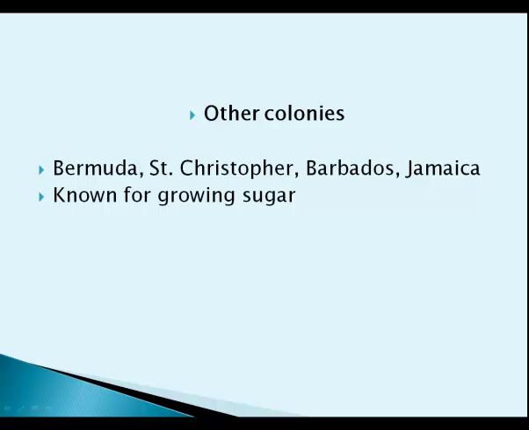And there were also other colonies. There were Bermuda and St. Christopher and Barbados and Jamaica, and these were all known for growing sugar. And it was because of these islands that the Carolinas were formed. More land for sugar.